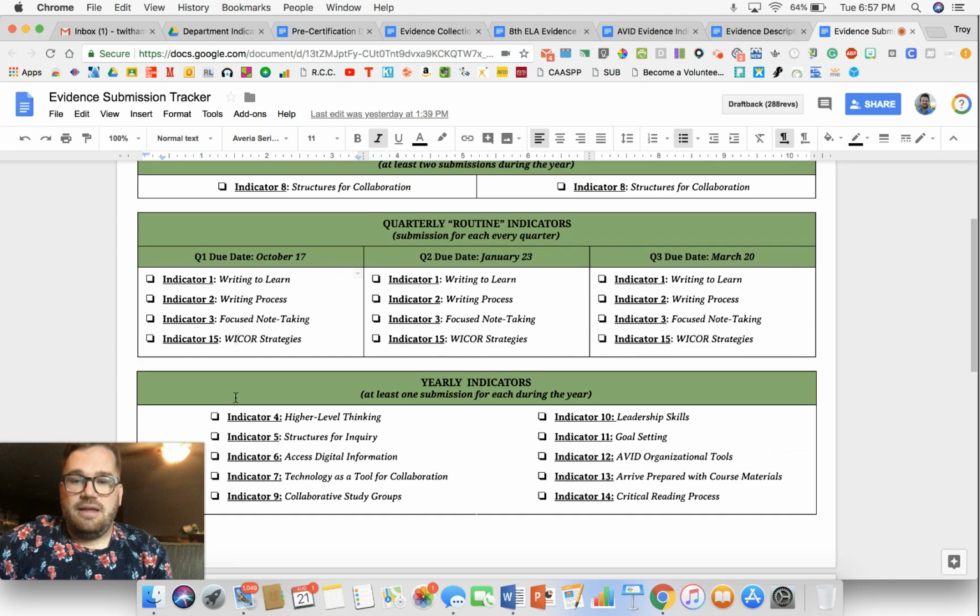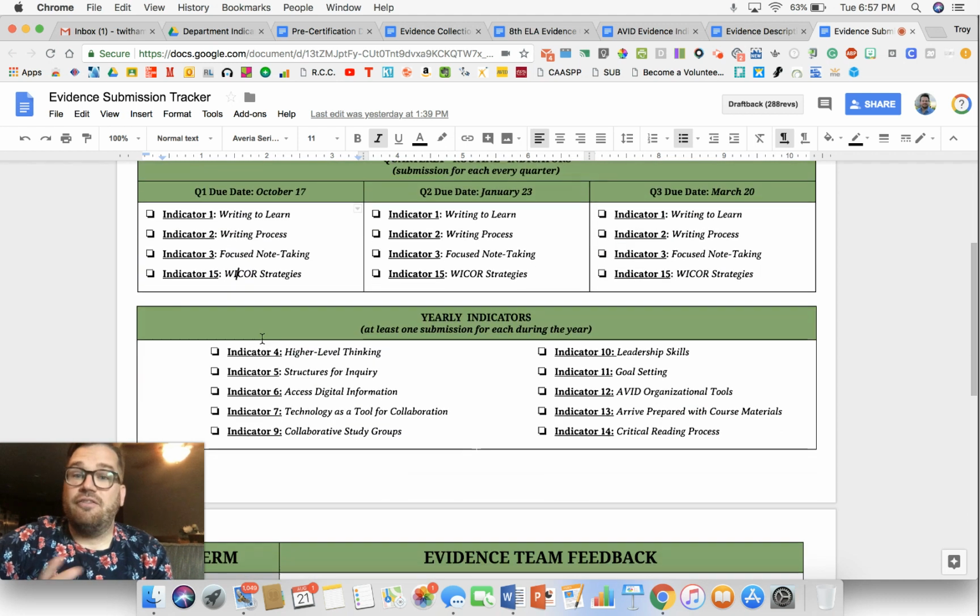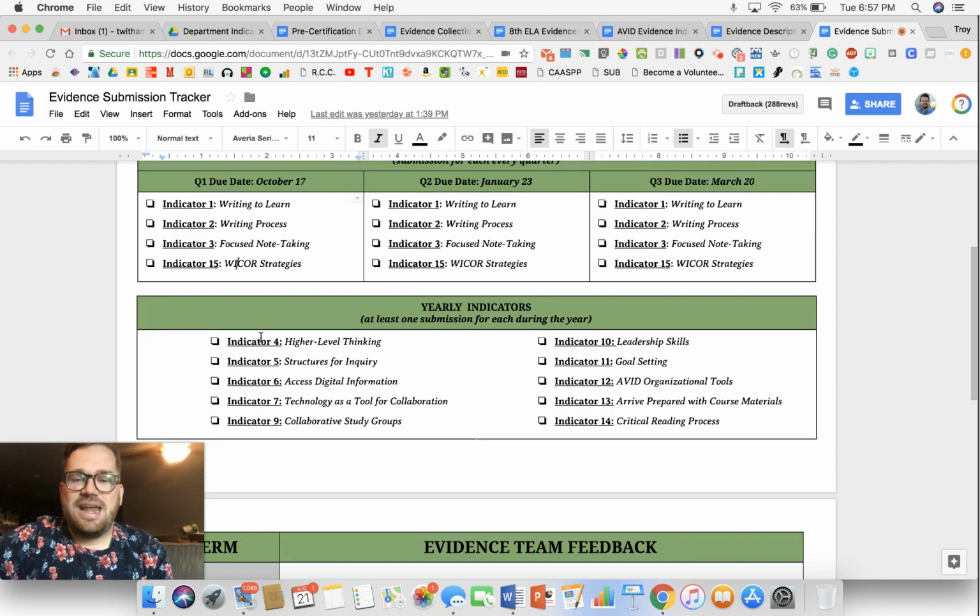Then, if you'll notice, this only accounts for the semester indicators and the quarterly indicators. This only accounts for 5 things. There are 15 indicators, so the remaining 15 indicators are found down here in the yearly indicators. The teachers need to submit at least one example of each of these at some point throughout the year. It's up to them whenever it's going to fit really well in their lesson planning and their units for them to really gather this evidence and show that they're working on this.